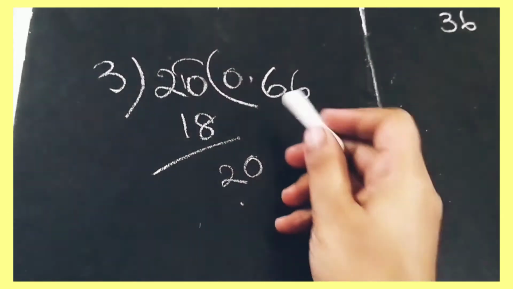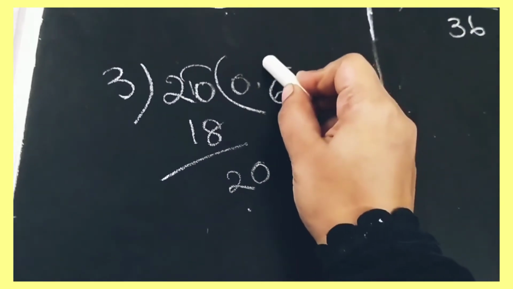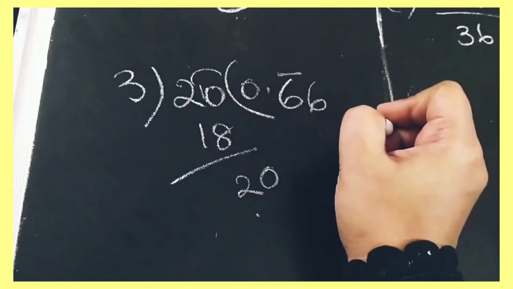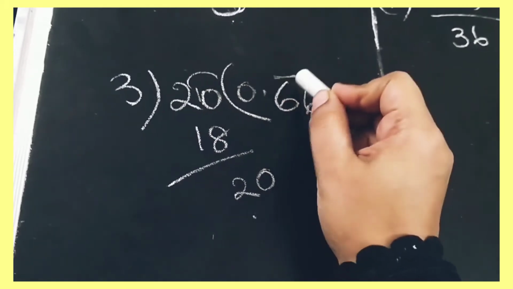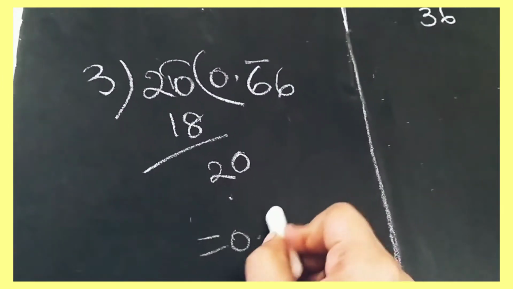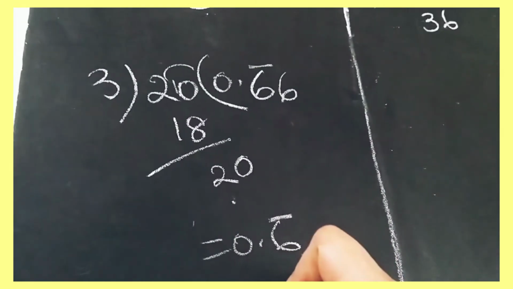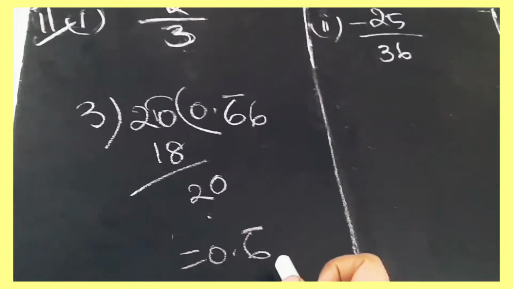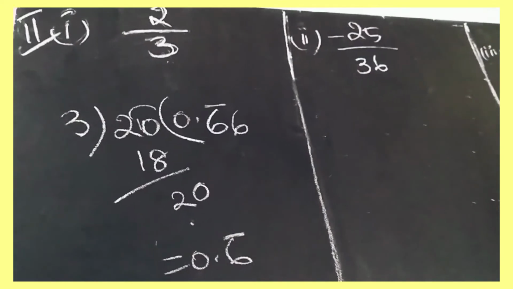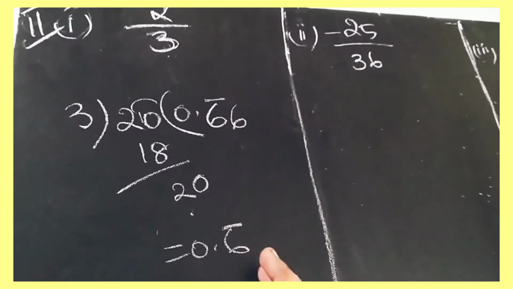So what we have to do here is write bar. 6 is the repeating number now, so we can write this 6 as 6 bar. The answer is 0.6 bar, which means it does not come to an end. So it is a non-terminating decimal. If you want, you can write non-terminating decimal, or else you can write the answer 0.6 bar.